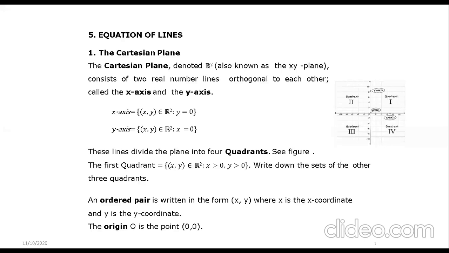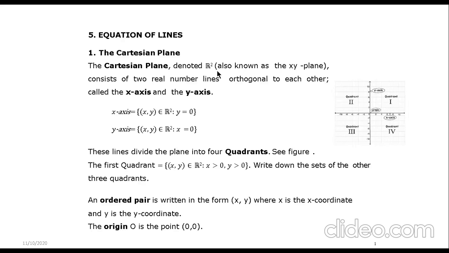We have the Cartesian plane, which is in two dimensions, x and y. X is the horizontal axis and y is the vertical axis. These two axes divide the plane into four quadrants. The first quadrant is where x and y are positive. Second quadrant, x is negative and y is positive. The third, both values are negative. And fourth quadrant, x is positive and y is negative.